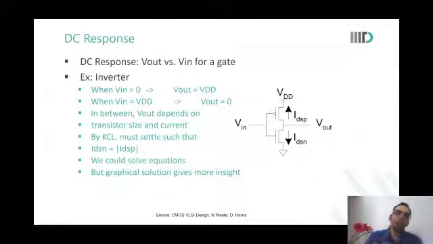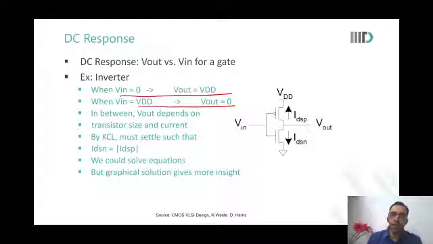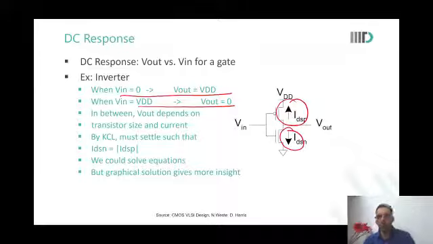For example, when Vin is equal to 0 or Vin equal to VDD, the output will be VDD or the output will be 0. That is DC. And in between these, it depends on the transistor size and current, such that the current from the NMOS and PMOS is balanced. Are you with me? Over here in DC, any capacitance or anything else doesn't even come into the picture, because all transients are taken care of, and now where does the value stabilize?